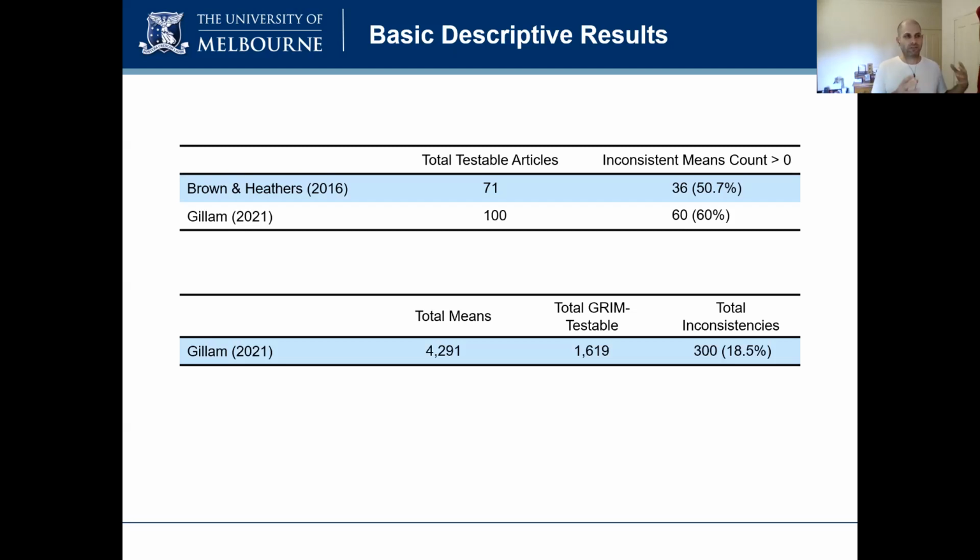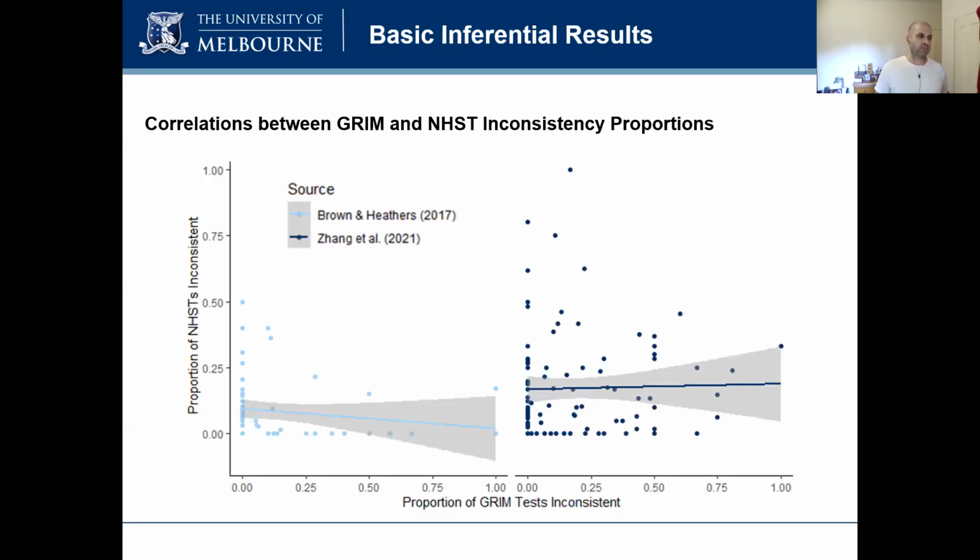So what we then did was to create an error proportion, because different articles will have different testable item counts. So we created an inconsistency proportion, and then looked at the correlation between that. So here you can see the article set from Brown and Heathers, as well as the article set from the previous year's honours student, and looking at the correlations between these 2 types of inconsistency proportions. Although it looks like there's maybe a slight negative association in the Brown and Heathers set, all of the confidence intervals crossed 0. You can notice the 0 inflated nature of the data.